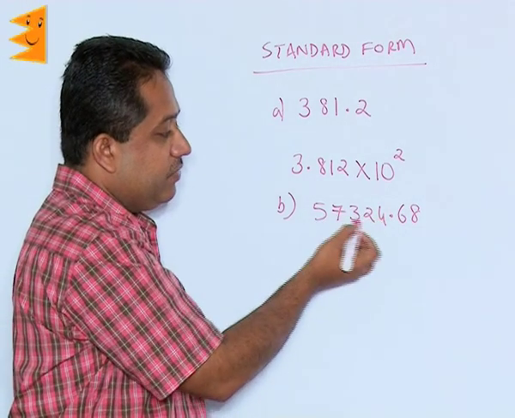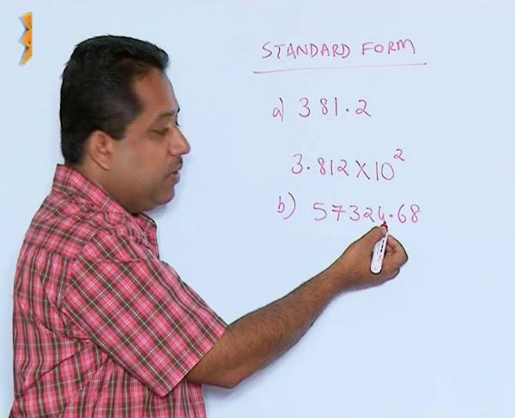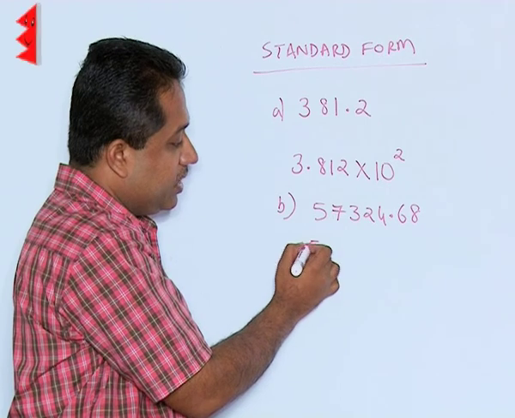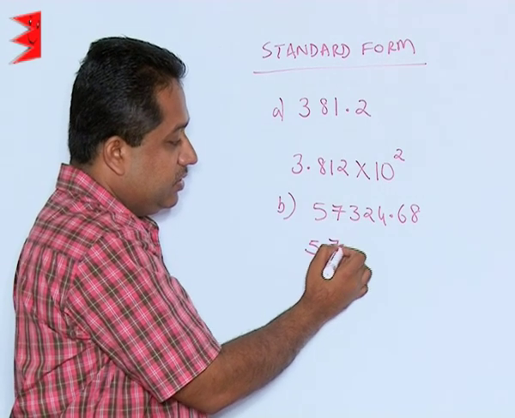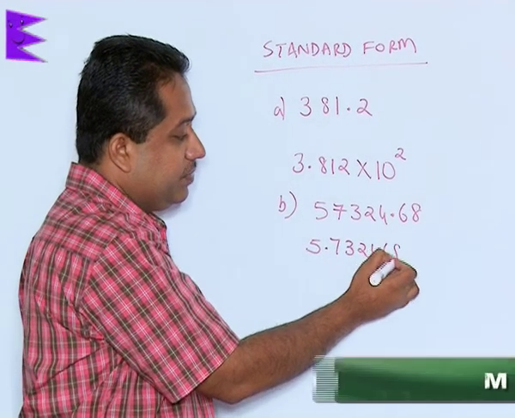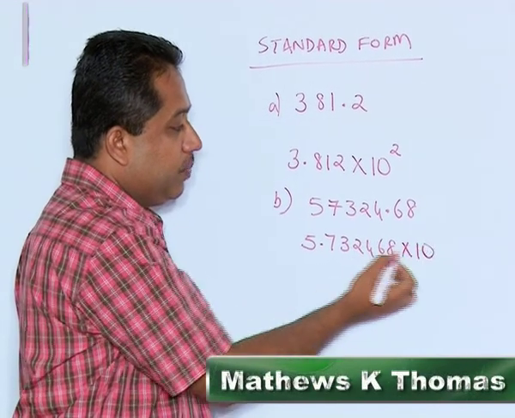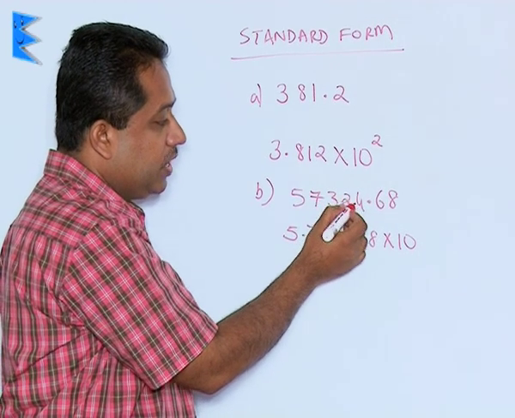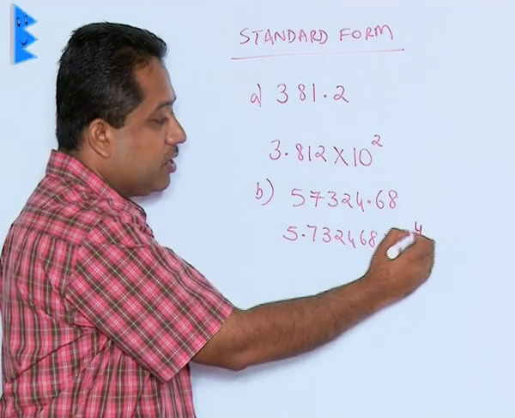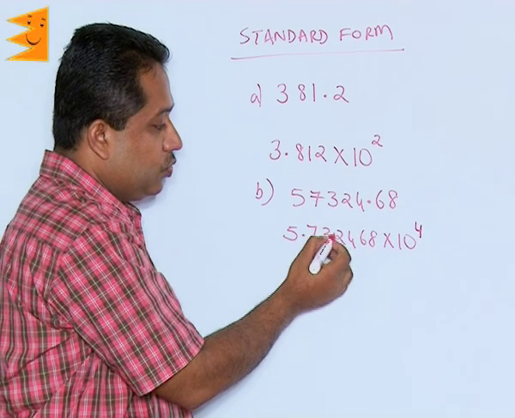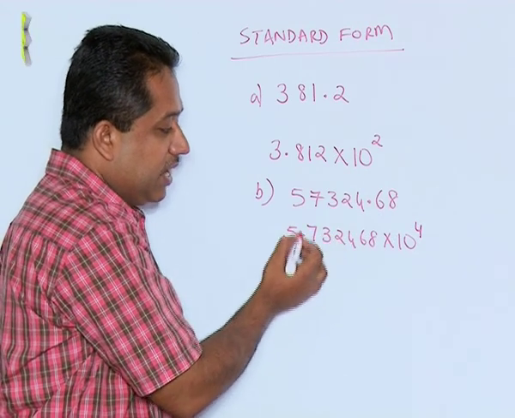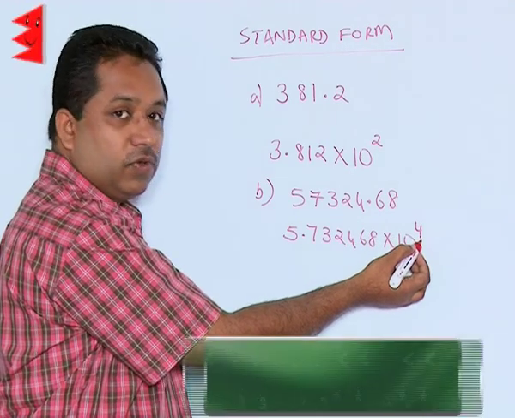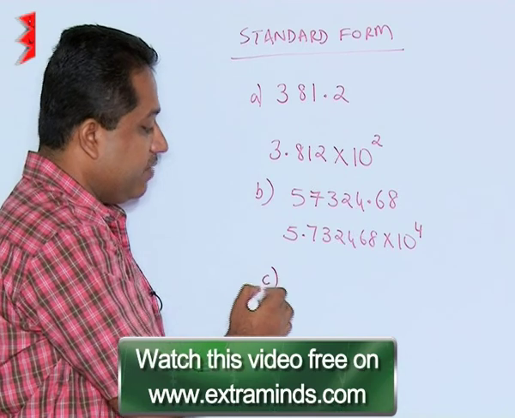Again, the decimal is after 5 numbers. Standard form implies the decimal should be after the first digit itself. So, this is written as 5.732468 into 10 to the power. Now, see, we have to transfer it. I have put it here. So, 1, 2, 3, 4. So, this is going to be 10 raised to the power 4 because the decimal will be 1, 2, 3, 4 after 4. So, I have to shift it 4 places to the right, that's why I put a positive 4.